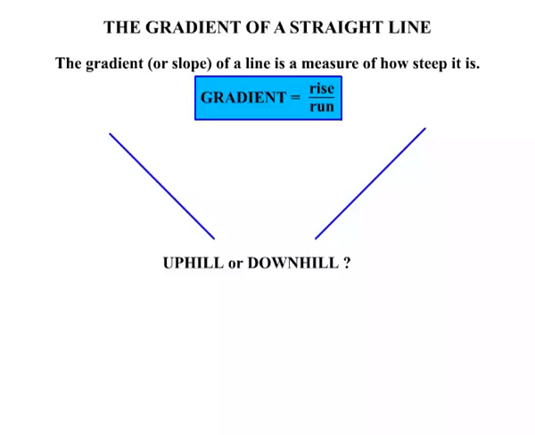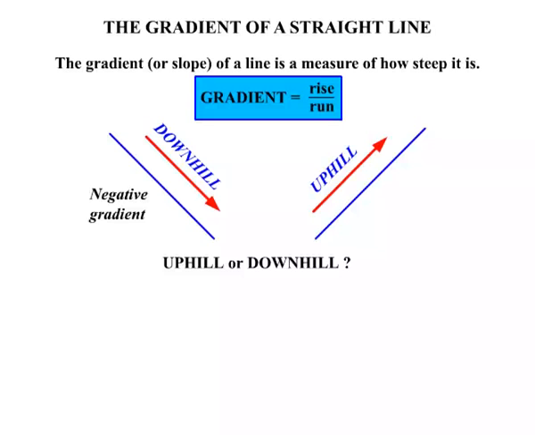If I asked you, are these going uphill or downhill, what would you say? Well, the first one's going downhill if we look from left to right, and that's the way we'll look at it, from left to right. So downhill, it has a negative gradient. The next line, from left to right, is going uphill. And if that's the case, it has a positive gradient.